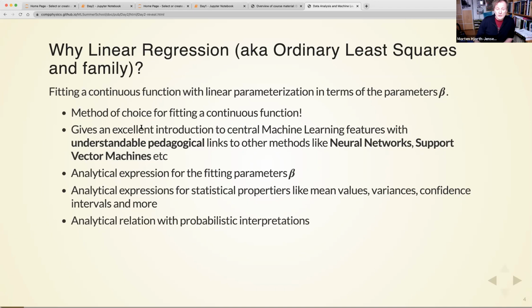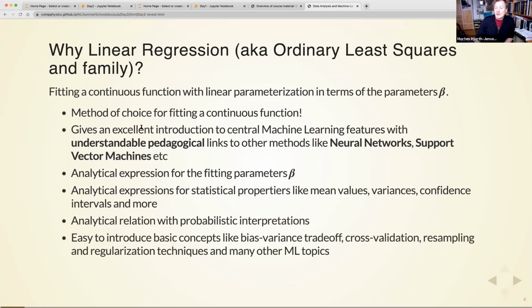We will not have the time to discuss that, but that is also a very nice feature of linear regression. And it's also easy to introduce concepts like the bias-variance trade-off and these resampling techniques. So resampling techniques, some of you may have heard of that. If you run Monte Carlo calculations, you may have heard of methods like bootstrapping, jackknife, lots of fancy names. You have methods like the blocking method, which is actually used, based on a limited data set, to improve the quality of your error estimation.